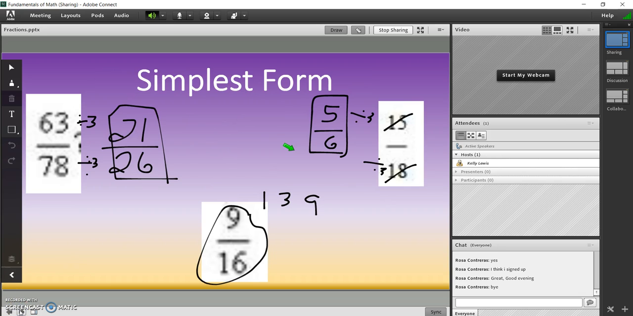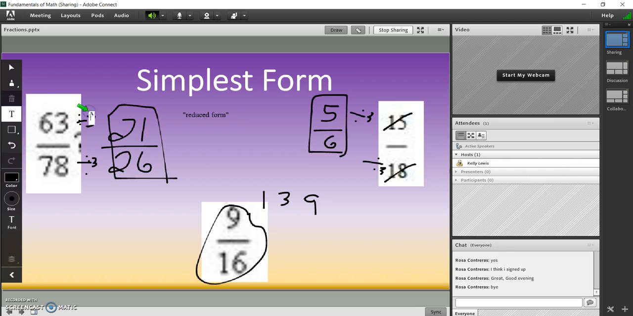All right, simplest form. So simplest form, the directions might also say reduce form. You just break it down to its smallest fraction until nothing else can be divided.